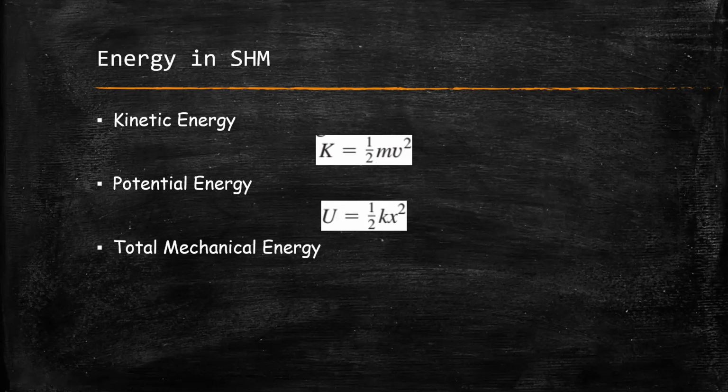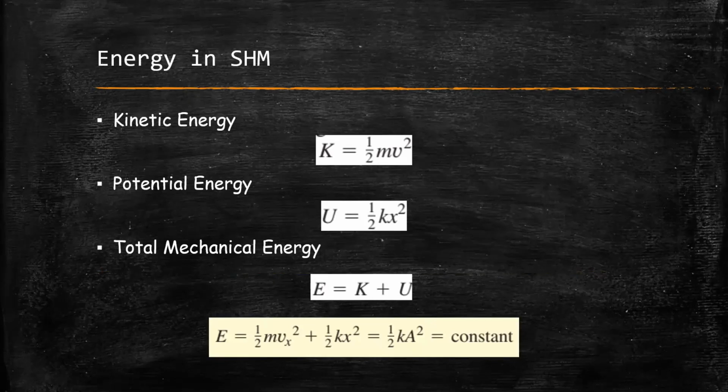And the total mechanical energy is equal to the sum of the kinetic and potential energy. In any system, the total energy is conserved. Therefore, the sum of the kinetic and potential energy is always constant.